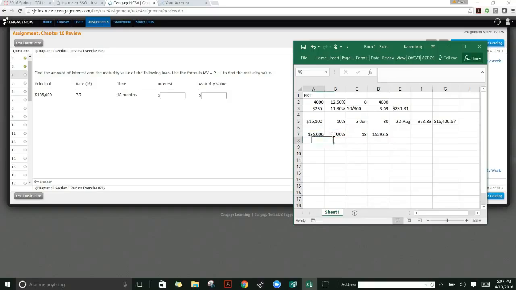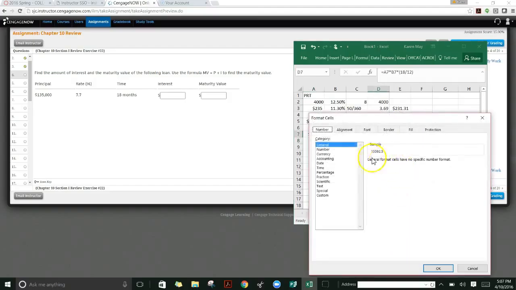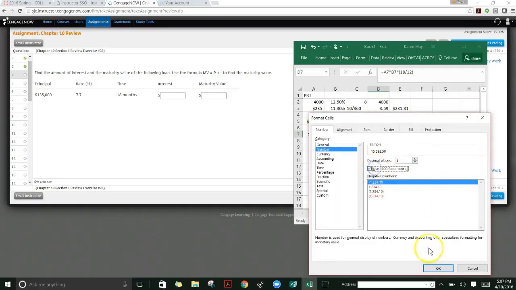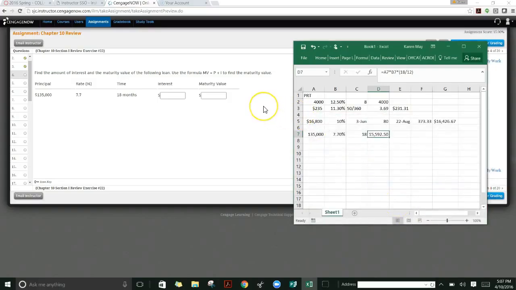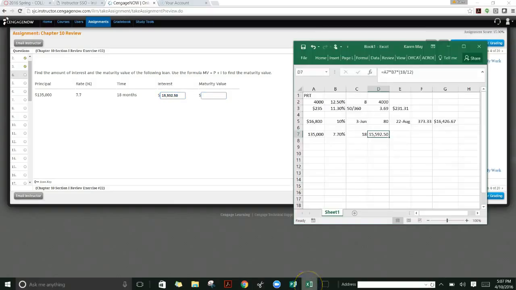Always state it in years. And it is $15,592.50. So the maturity value would be the amount of the loan. So it would be equals the 135,000 plus the amount of interest, 150,592.50.